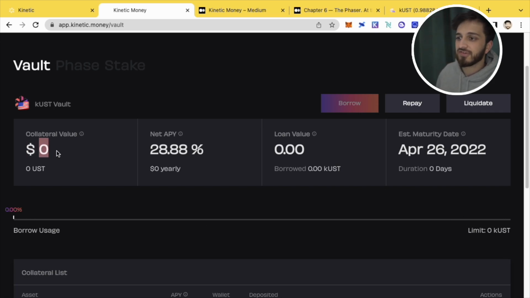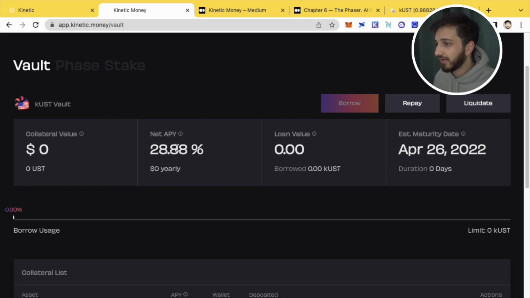So let's say if you deposited a collateral of $1,000, you can borrow 500 KUST, or $500 worth of KUST. And over time, that collateral is going to be earning a rate of currently 28.88%. Now you might think, wait, that's way higher than Anchor Protocol's 20%. Where's this extra yield coming from? We'll talk about that in a moment.